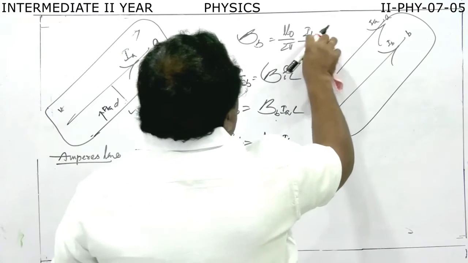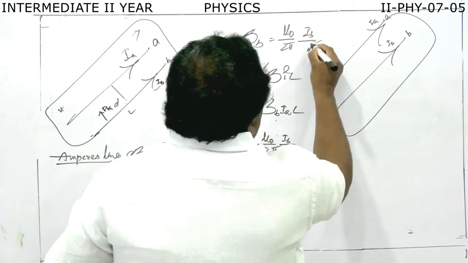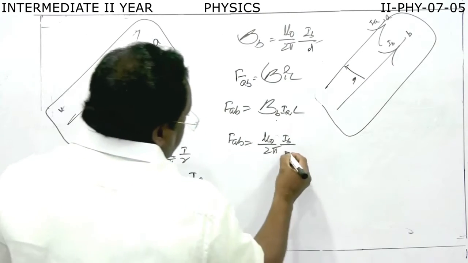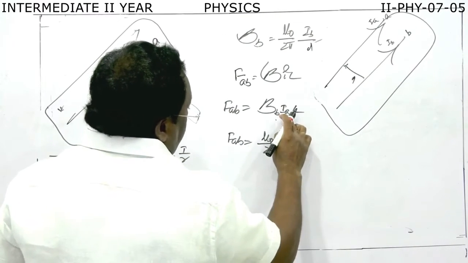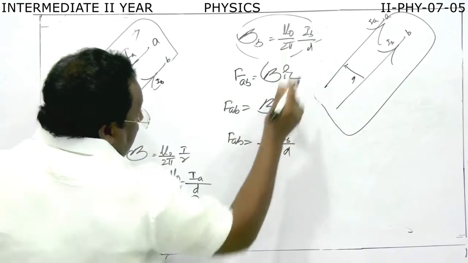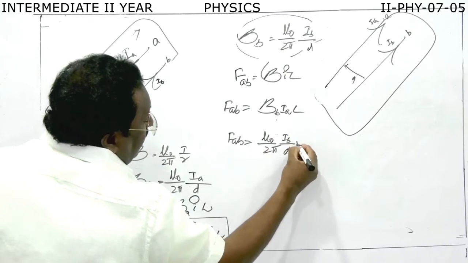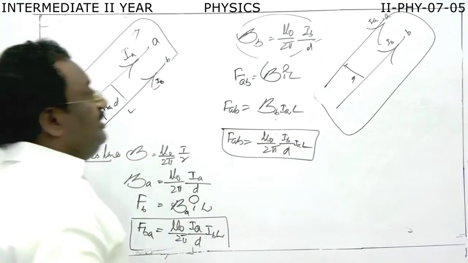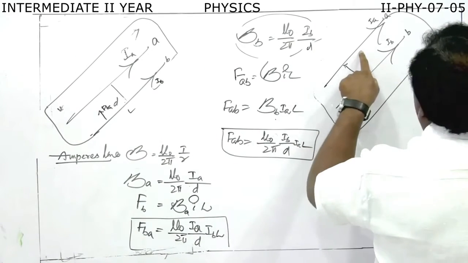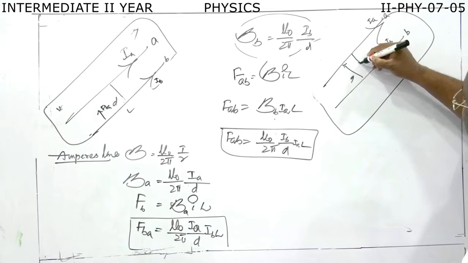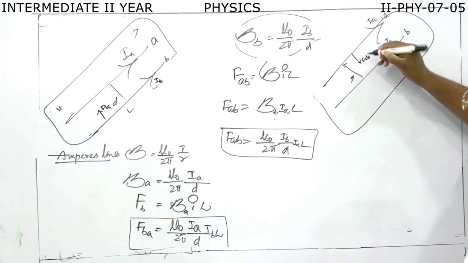Now instead of R, we take D. The distance is how much? Now this is the BB value. Instead of BB, now IA. So this is the force on A. This force is acting in this direction, FAB.